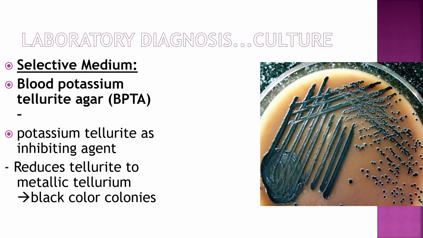Next is a selective medium, that is blood potassium tellurite agar. In that you can see black colonies because potassium tellurite acts as an inhibiting agent, so only Corynebacterium diphtheriae is selectively grown. This potassium tellurite is reduced to metallic tellurium, which is black in color, and so the color of the colonies is black.